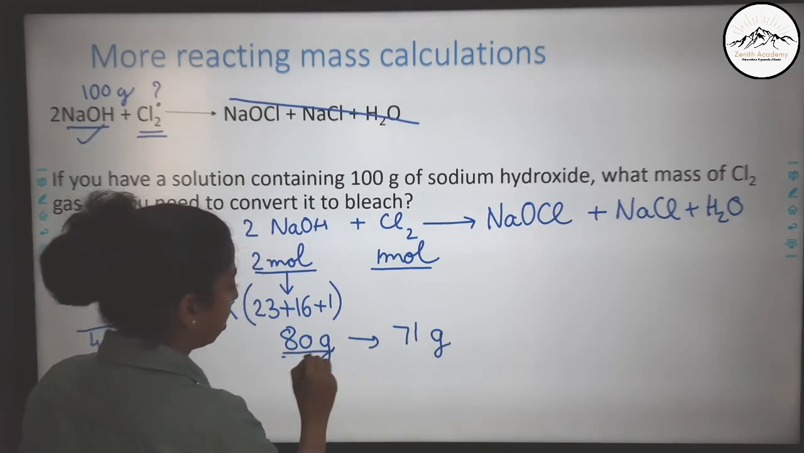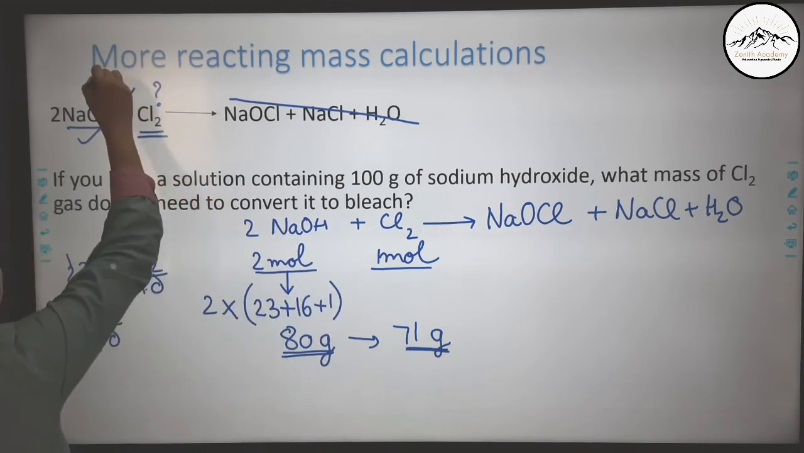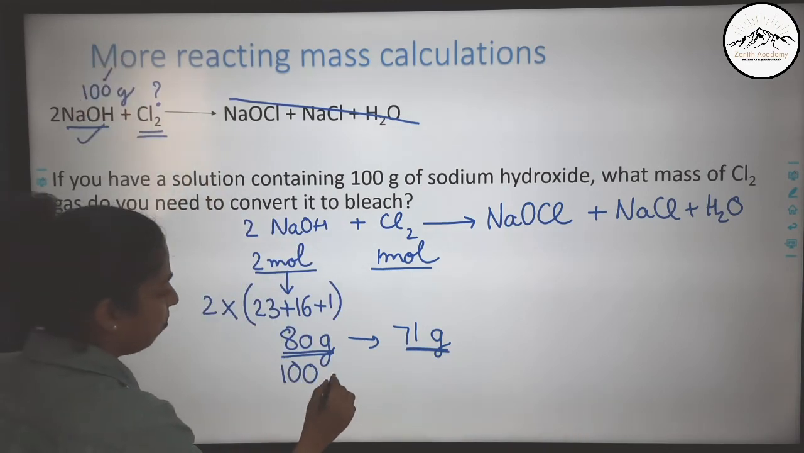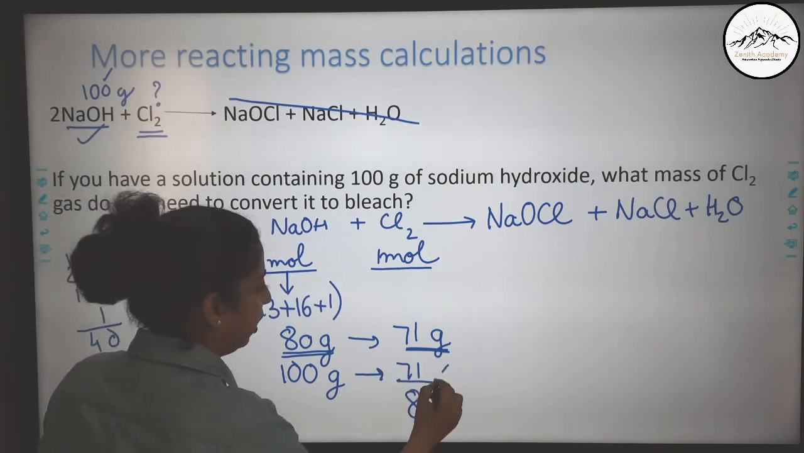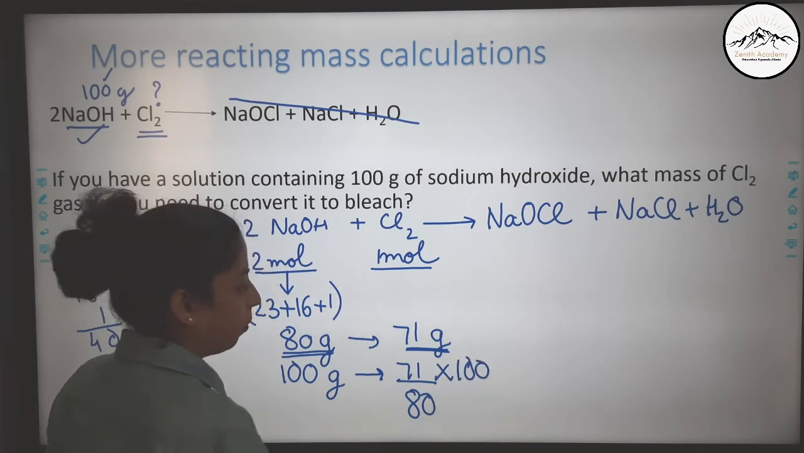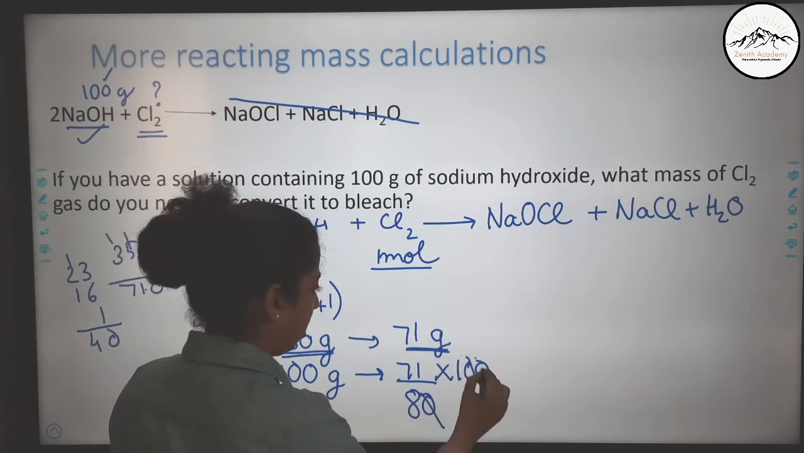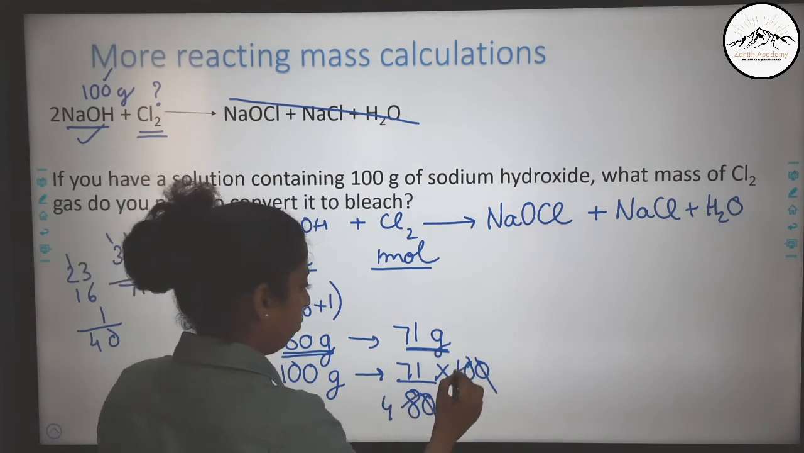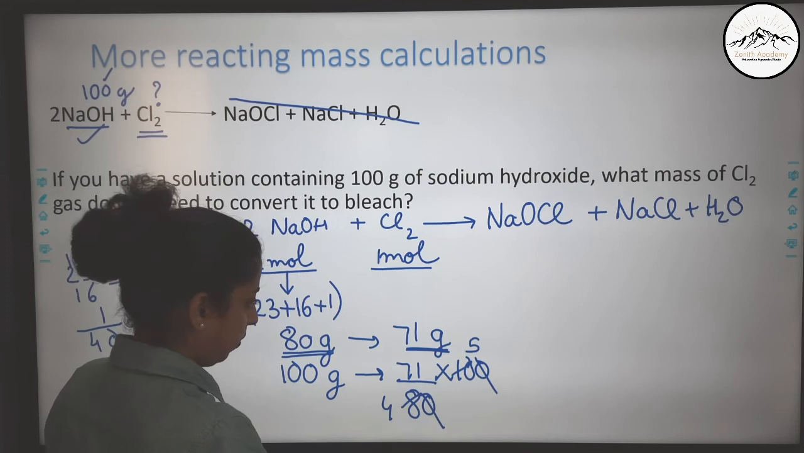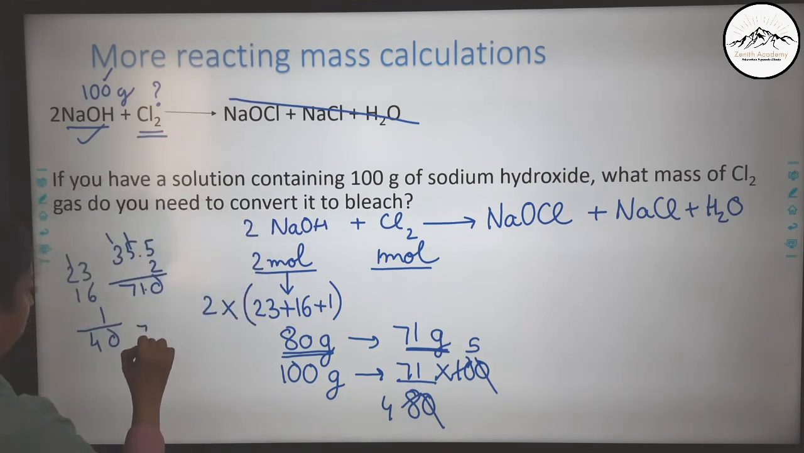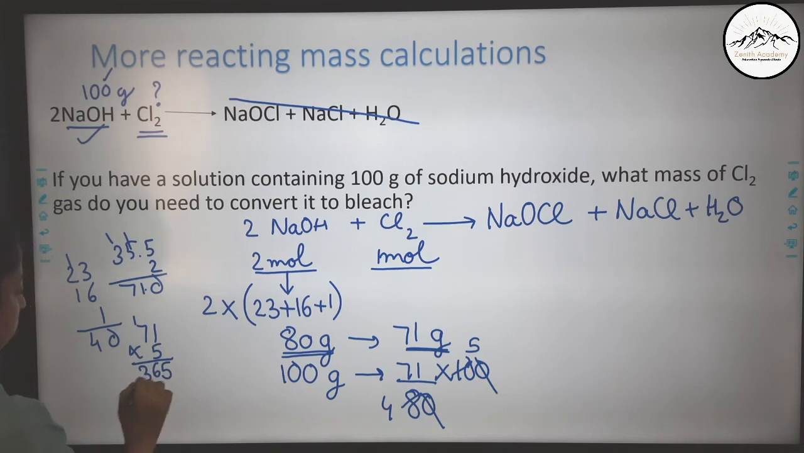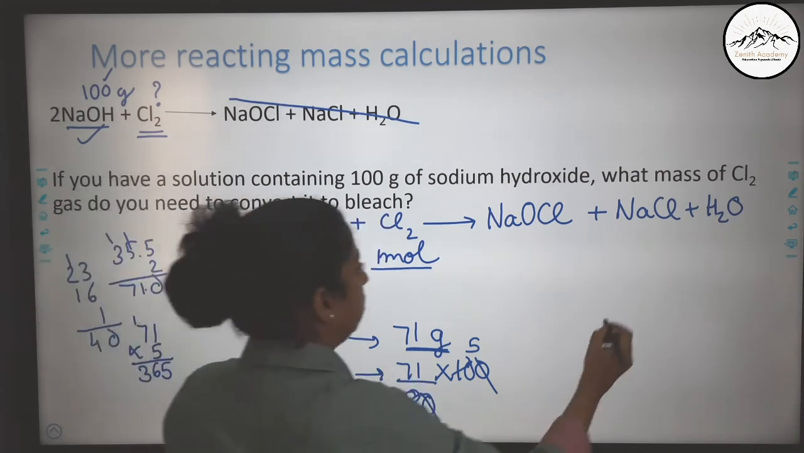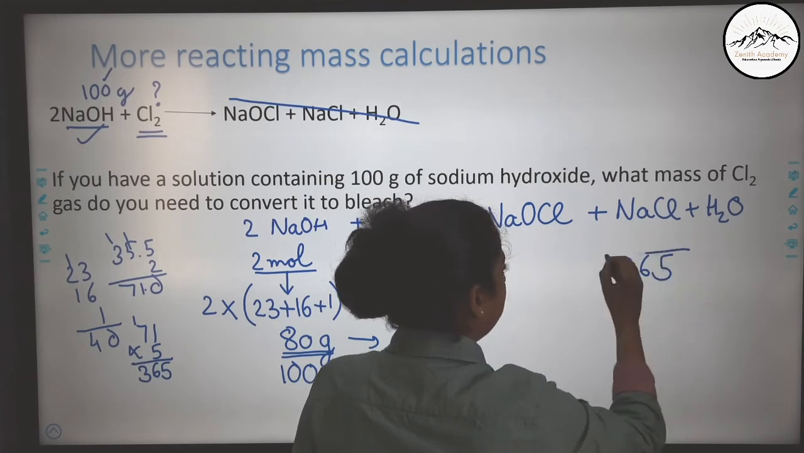So if 80 grams corresponds to 71 grams, then 100 grams will correspond to, by the simple unitary method, 71 upon 80 into 100. So just calculate this and find the answer. It is 71 into 5 upon 4, so 355 upon 4. So 355 divided by 4.